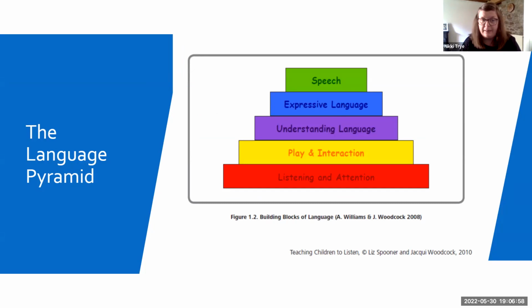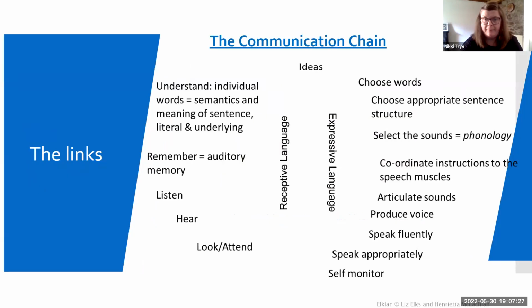Often when we're working with our young people, there'll be lots of skill sets that we need to really plug that are around listening and attention and play and interaction. So although you may have a target around expressive communication, just make sure that you go back to some of the skill sets at the bottom of that pyramid, because if we don't plug those first, then it's really, really tricky for our young people to move up, so to speak. So I've just left that in there for us to refer back to as and when.